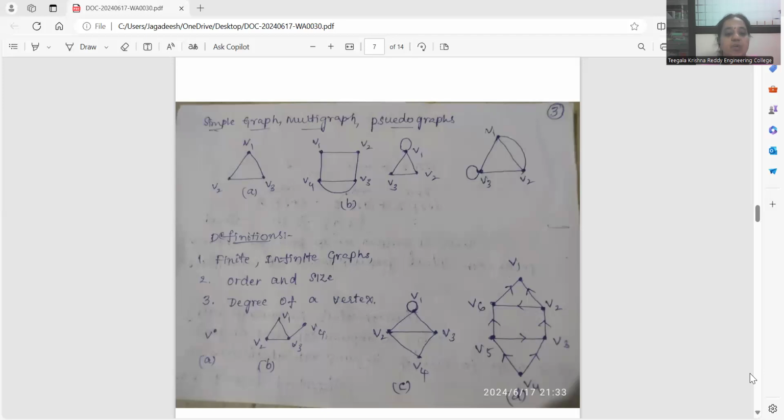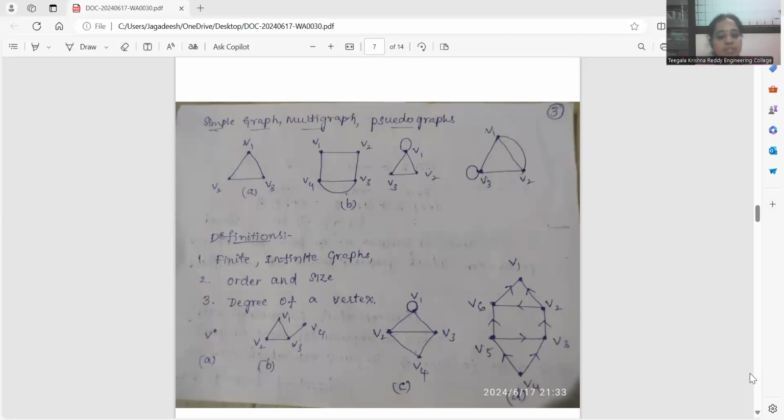And here we have some more graph definitions: finite graph and infinite graph. Until now we have seen graphs which contain some number of vertices and some number of edges. So what is a finite graph? A graph which contains a finite number of vertices and a finite number of edges is called a finite graph. Simply, a graph which contains an infinite number of edges and an infinite number of vertices is called an infinite graph.